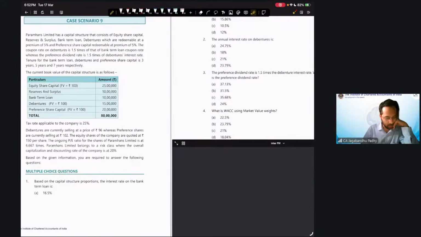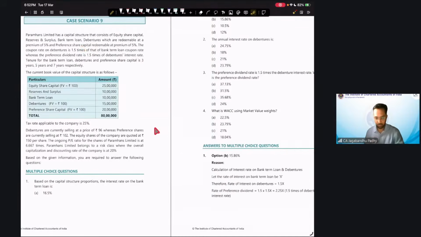Now, how do we get the interest rate on the bank term loan? The interest rate that's applicable on the term loan of a bank. Tenure and all we have. Now, we can take the bank term loan interest rate to be X. So let us consider the rate of interest on the bank term loan be X, and therefore interest on debentures is 1.5x, and rate of preference shares will be 1.5 times 1.5x.